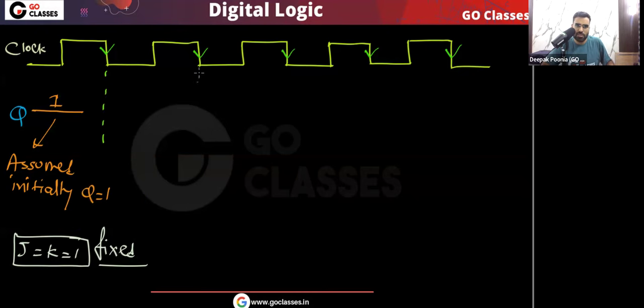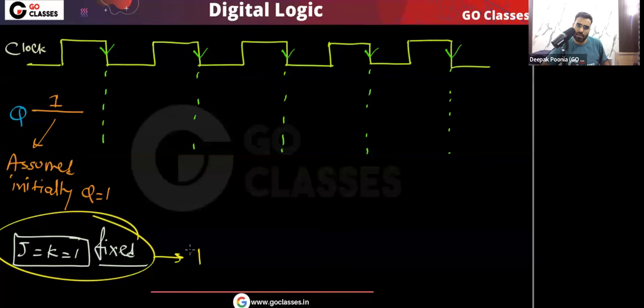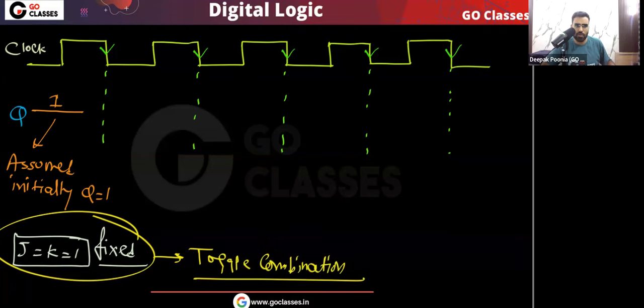Now, the JK flip flop that is given to you is negative edge triggered, so at every falling edge the flip flop will respond to the inputs, and because JK equal to 1 1 is fixed, this is the toggle combination. So at every falling edge the state will toggle. Initially Q equal to 1, at the next falling edge it will toggle, at the next falling edge it will toggle, and so on.